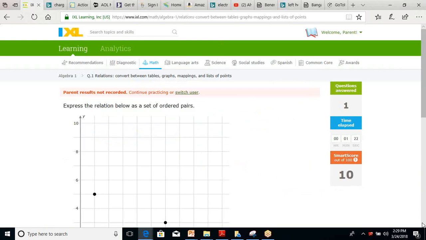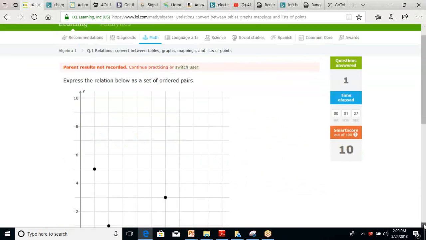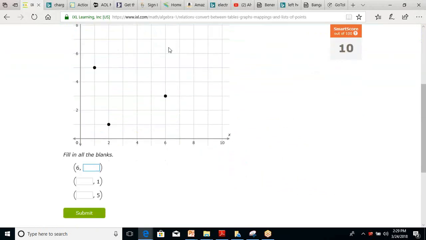All right. So if you have express the relation below as a set of ordered pairs, you're going to fill in the blank, of course. If you want to express this as a set of ordered pairs, so on the y axis you have 6, right? So on the x axis you have 0.